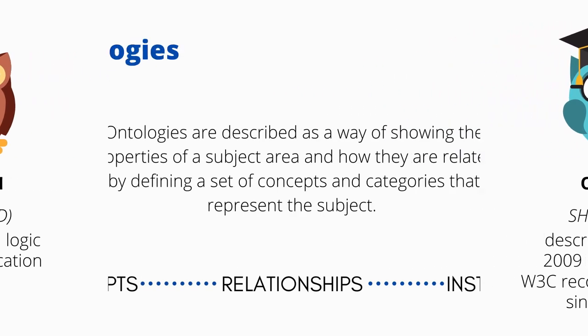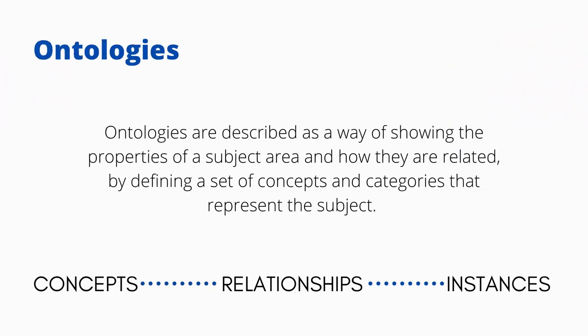Speaking about ontologies, an ontology can be described as a way of showing the properties of a subject area and how they are related, by defining a set of concepts and categories that represent the subject. Every academic discipline creates an ontology to limit complexity and to organize the data in the form of a knowledge representation. New ontologies help to solve problems within that domain. The main components of an ontology are concepts, relations, and instances.